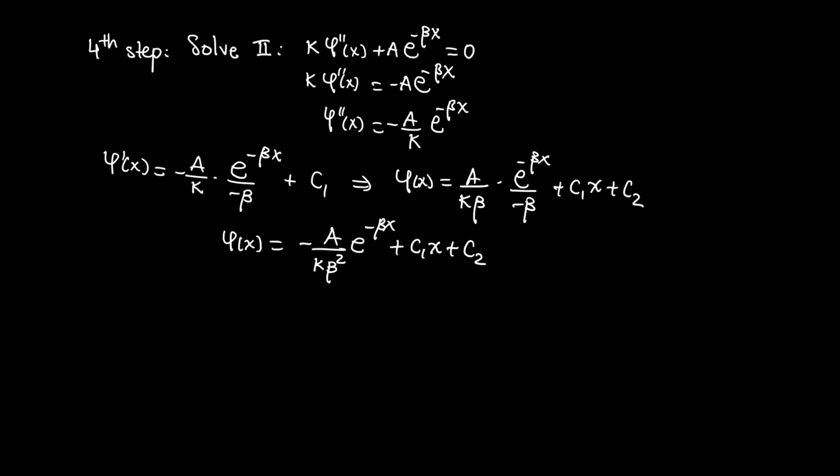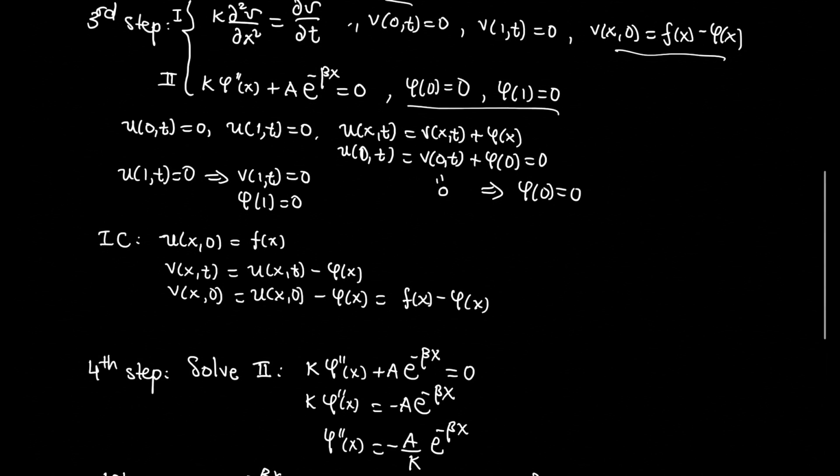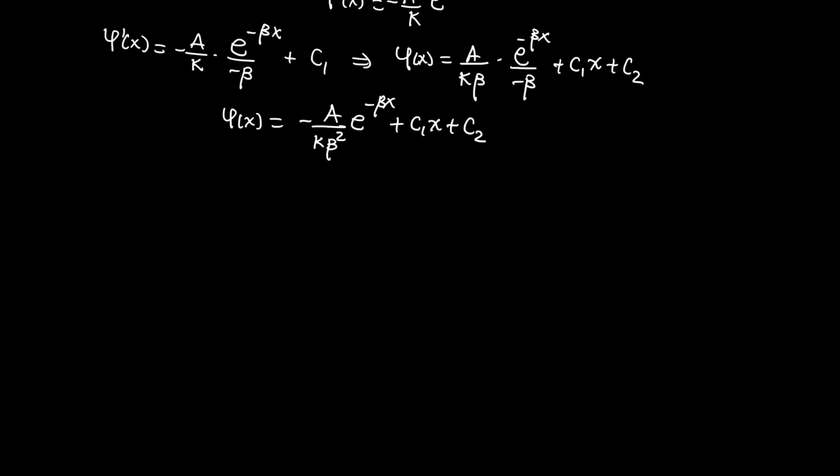Now you need to solve for the constants c1 and c2. Just now you need to use these conditions here that we have. The conditions that we have, phi(0) equal to 0. If I use that, I get phi(0) equals minus a over k beta squared e to the power of 0, which gives you 1, plus c1 times 0 plus c2.